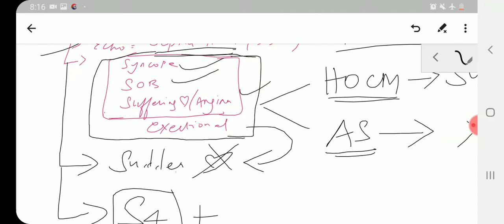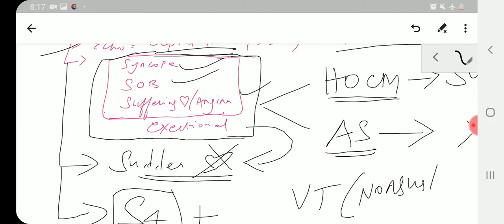One more question that we need to know here is the reason for sudden cardiac death. It is going to be ventricular tachycardia, which is going to be non-sustained VT. So ventricular tachycardia is going to cause sudden cardiac death in HOCM. That's a very important high standard MCQ. I hope all these questions are helpful for your examination. Thank you.